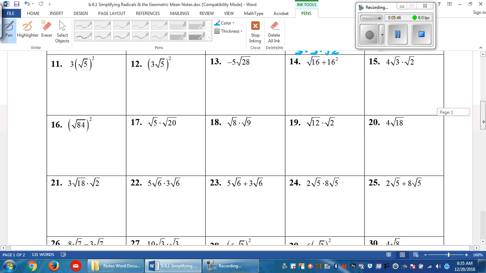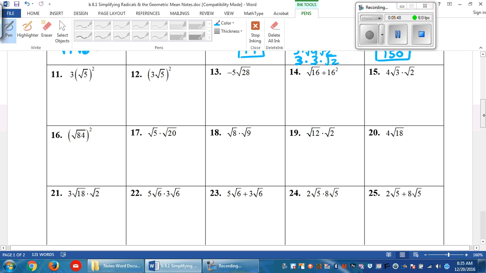All right, we're cruising. Keep going. So here we got a 3 on the outside, and we discussed root 5 times root 5 squared is 5. So we get 15. We could do the next one, 3 root 5 times 3 root 5. There's 2 of them because of the power of 2. So that's 9 times 5, which is 45.